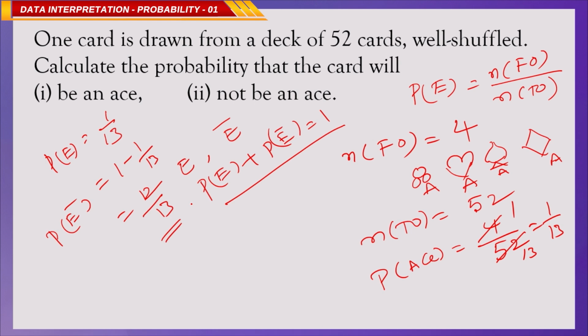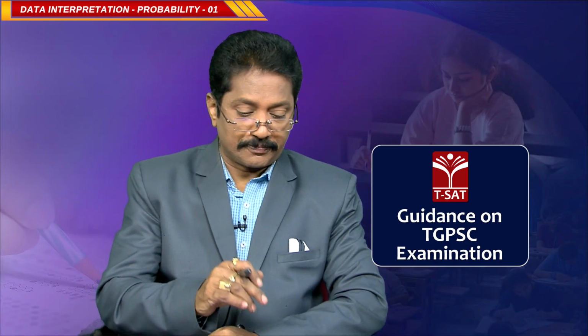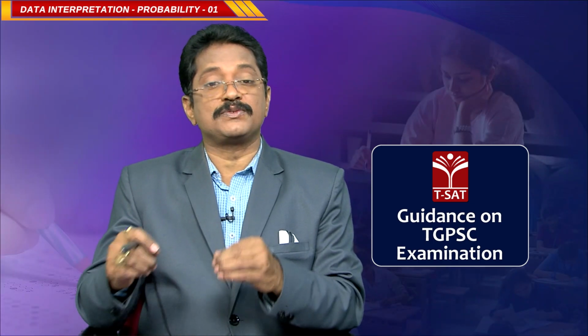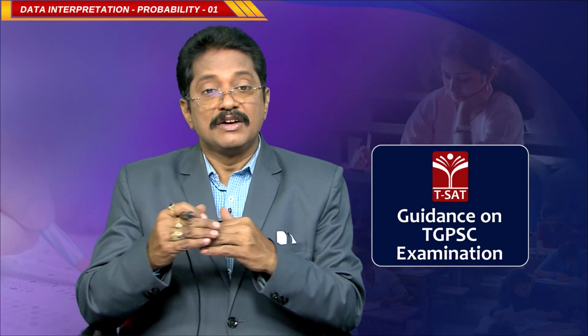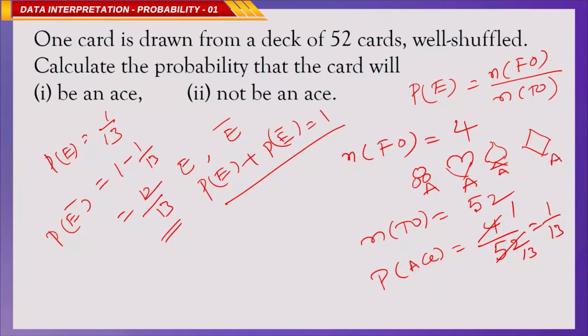So, which is not an ace, the probability is 12 by 13. You have to remember, this is a most important concept. Clear? Okay. When one card is drawn from the 52 cards, when you select one card randomly, the probability that it is an ace is 1 by 13. When you come to not an ace, it means 1 minus 1 by 13, that is 12 by 13. That is the probability of not an ace, and you can represent it as E bar.